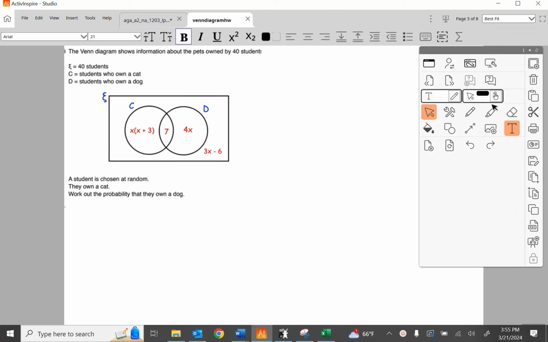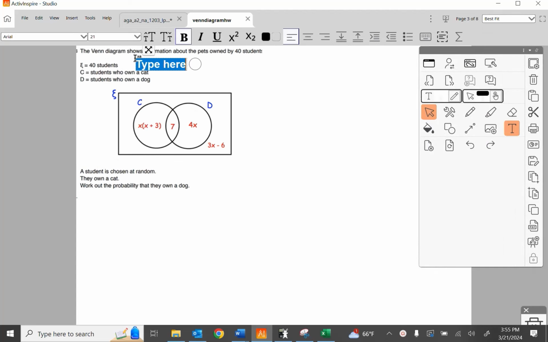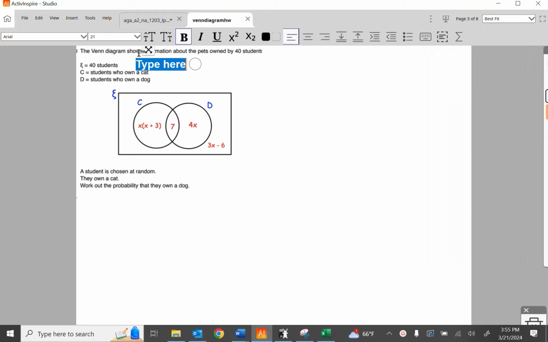Alright, what do we have here? Here we have a set that's called xi. That's the Greek letter xi, if you're curious. And I think it's pronounced, I probably got this wrong, but xi. Weird, huh? That's a Greek letter.